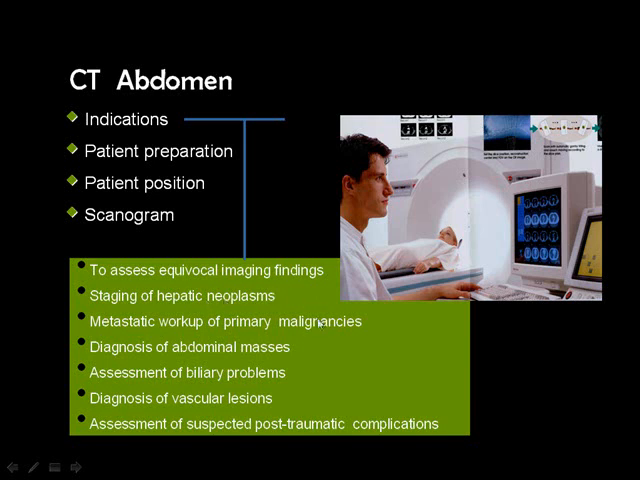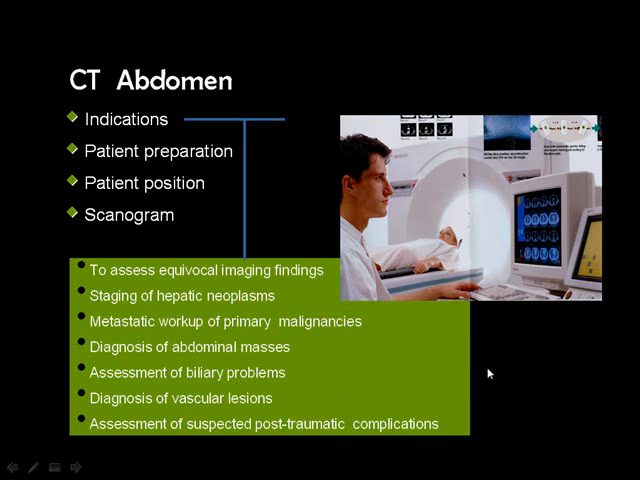Assessment of liver and biliary problems is one of the important tasks of CT. Also, the diagnosis of abdominal masses and the workup of primary malignancies extra-abdominal. Also, assessment of vascular lesions and cases with abdominal trauma.